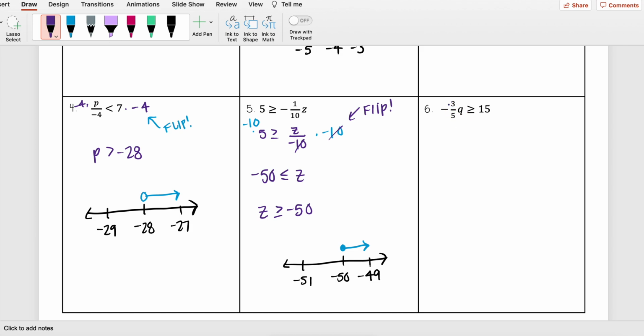Okay, and then for this last one, I have negative 3/5 q is greater than or equal to 15. To get rid of that negative 3/5, I'm going to have to multiply both sides by negative 5/3. And since I'm multiplying by a negative number, I need to make sure I flip my inequality. So this is going to become q is less than or equal to 15 times negative 5, I get negative 75 over 3.